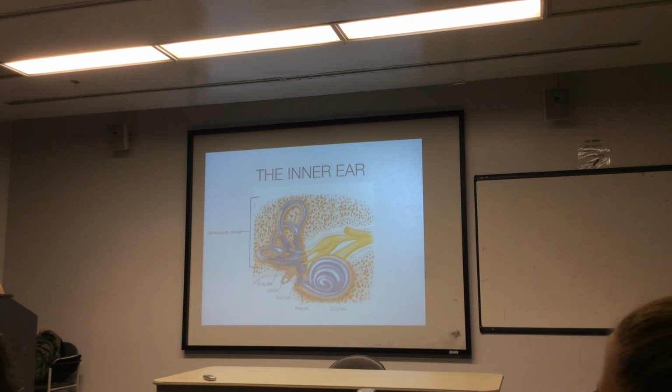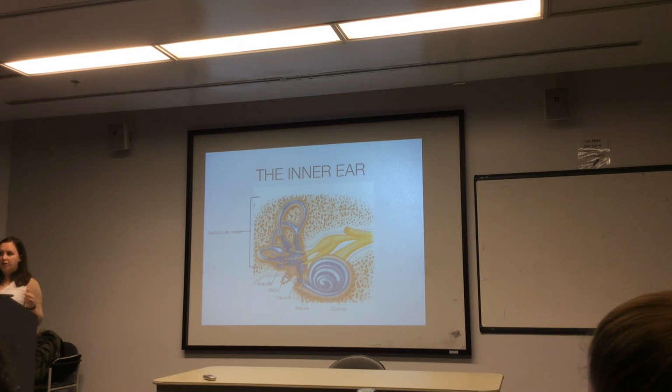So as we move into the inner ear, there are a couple. Yep. What's impedance matching? Impedance matching is just that transfer of energy. It's going to make sure that that energy has a high fidelity, so it's at least the same, if not amplified.